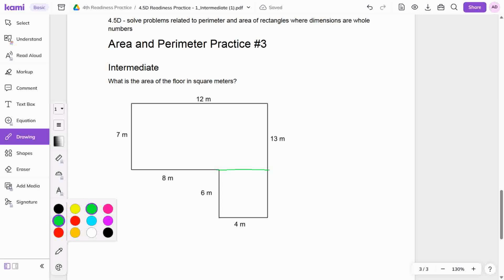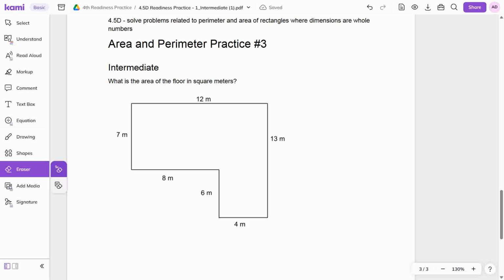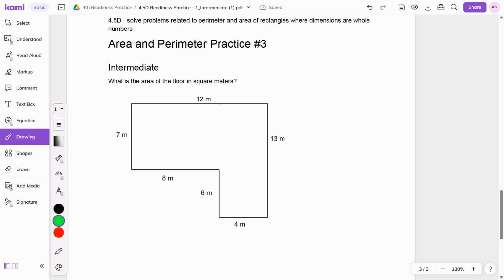Or if I wanted to, I could do it like this. Either one of those work. I'm going to go back and do my first one, but if you did the second one, you would get the exact same numbers. So let's deal with the area of these 2 shapes.